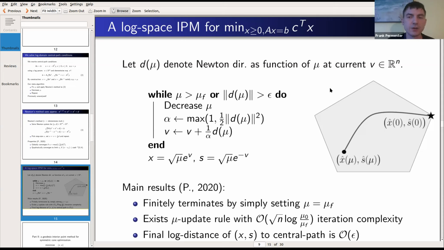When I terminate this algorithm, my log distance to the central path will be bounded above by epsilon, where epsilon controls the termination criteria as it pertains to the norm of the Newton direction. Okay, so this is a log space interior point method for solving linear programs.